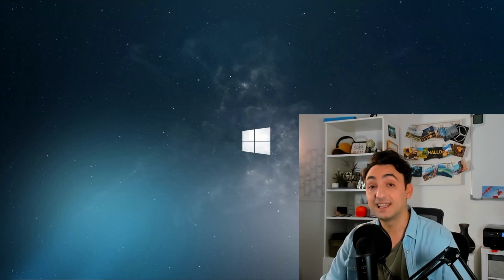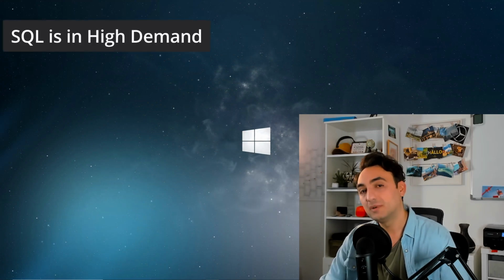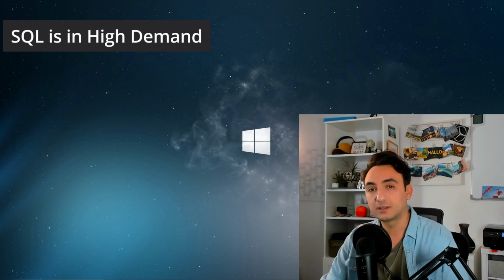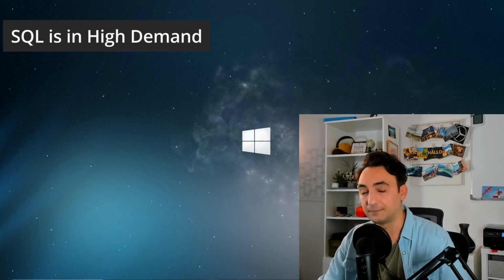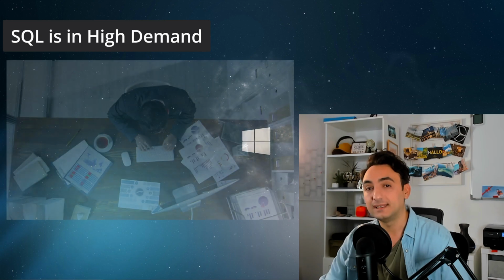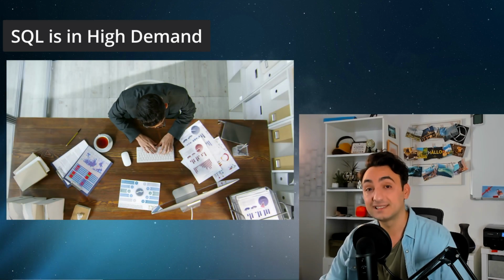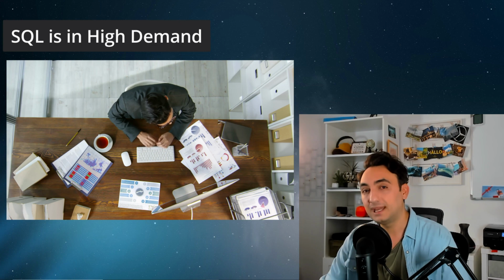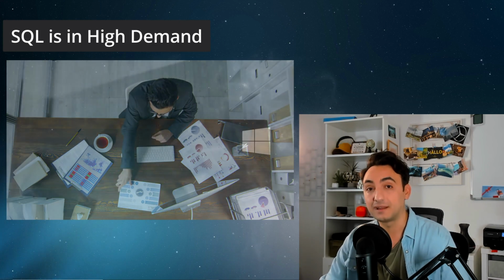Reason number two is SQL is in high demand. Most of the companies in all industries use some kind of SQL databases to store their data. That means they are always going to need someone with SQL skills in order to create, manage, analyze, and understand their data.